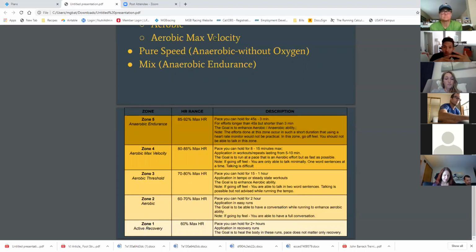Okay. The next zone we're talking about, zone 5, is anaerobic endurance. This is the mix. This is working hard from 45 seconds all the way to 3 minutes.